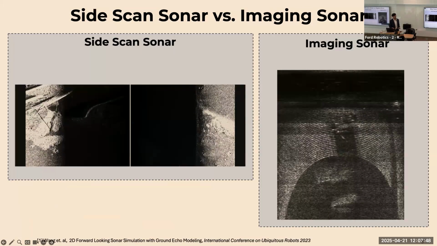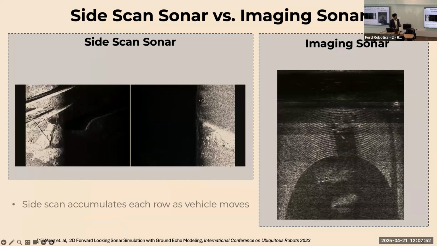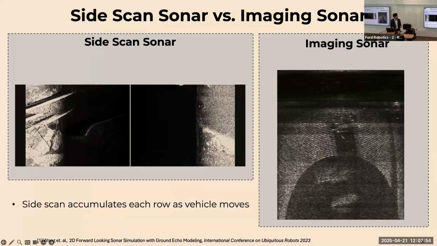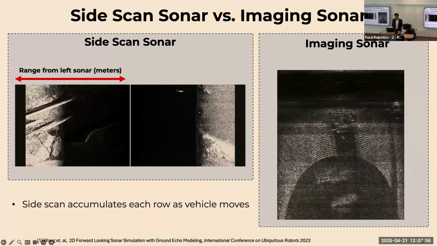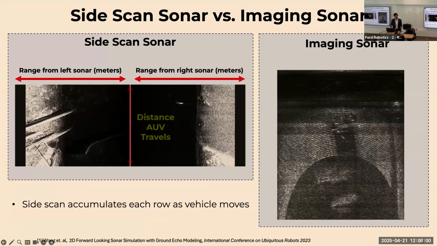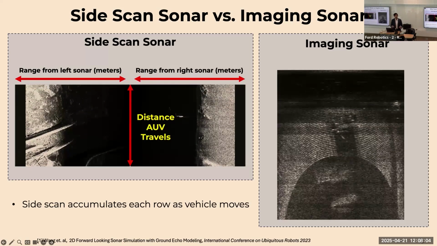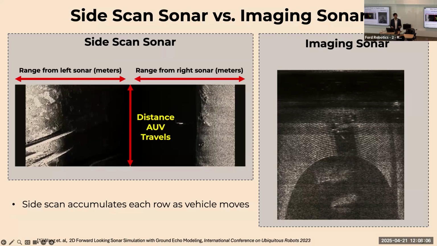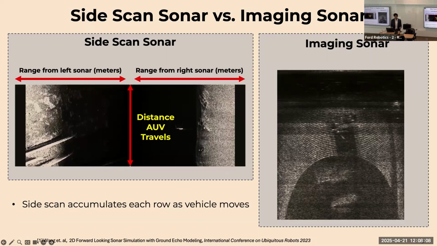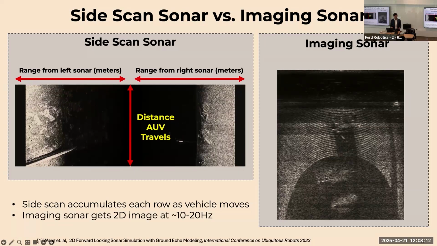So I wanted to highlight some key differences between side-scan sonar and imaging sonar. Side-scan sonar, as I mentioned before, is accumulated as the vehicle moves. So the left side of the image is the range from the left sonar, the right side is the range from the right sonar, and the vertical height is the distance that the AUV travels. Now at each instance, side-scan sonar only gets a single pixel row, whereas imaging sonar actually gets a 2D image at around 10 to 20 hertz.